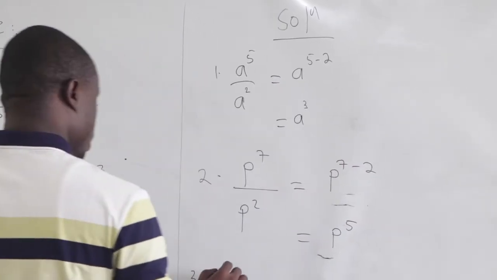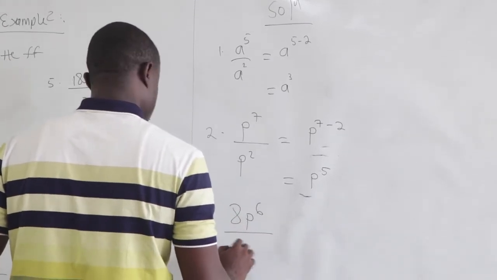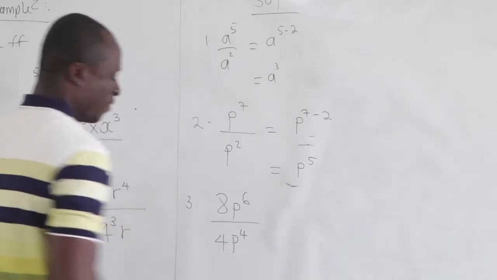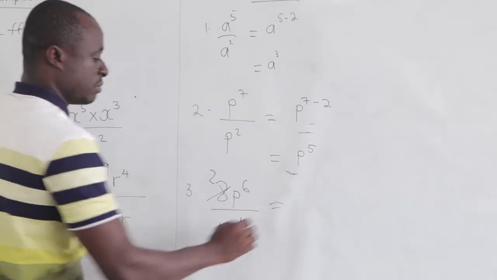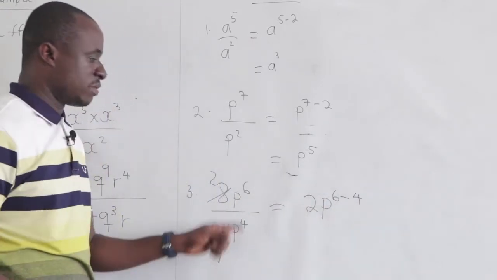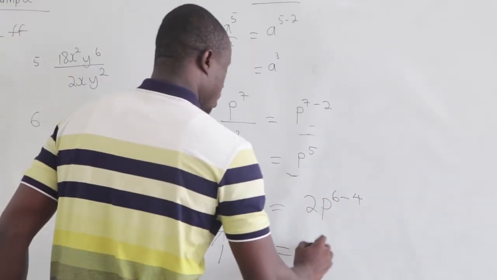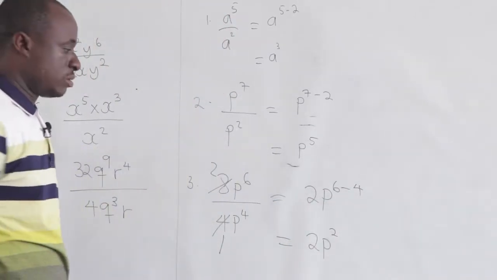Now let's see the third one. We have 8p^6 all over 4p to the power 4. Now here, what can you say? 4 goes into 8, that is 2 times. So we have 2p^(6-4), that is 6 minus 4. And this is 2p^(6-4), that is 2p^2.